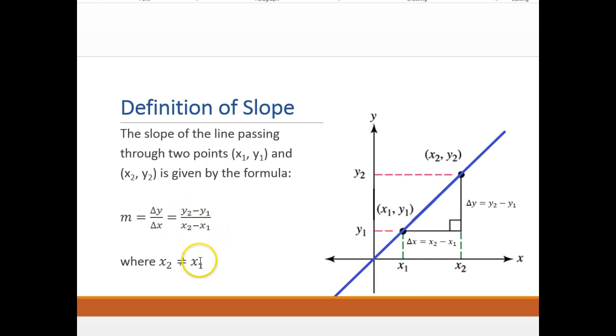The one thing we do require is that x2 not be equal to x1, because if x1 and x2 are equal, this is undefined. And this is simply what we're calculating. Here's your delta y, the height, the rise. Here's your delta x, the run.